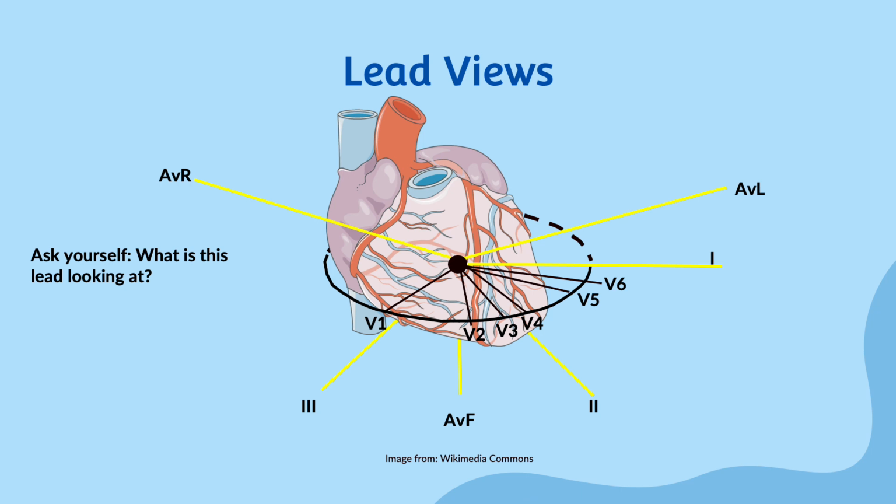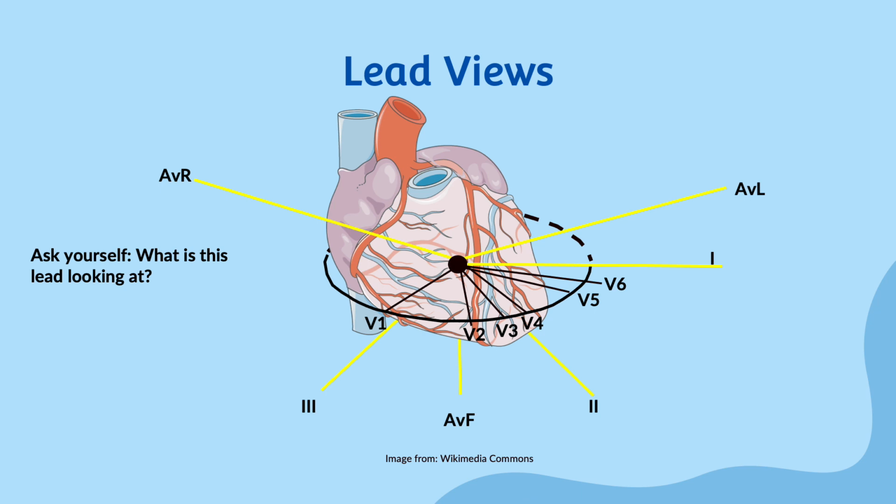This is important because different anatomical structures and coronary vasculature are present in different areas of the heart. Knowing what part of the heart each lead predominantly looks at can be helpful in identifying likely origins of some pathologies, such as an acute myocardial infarction.